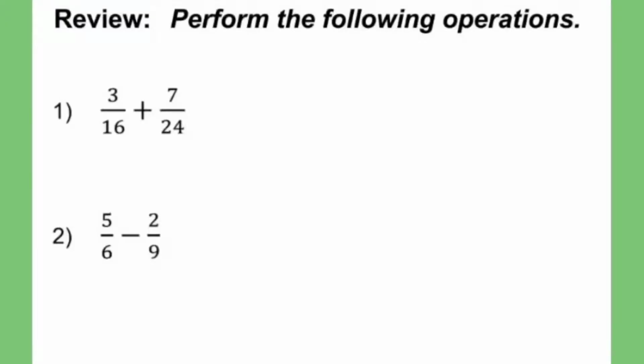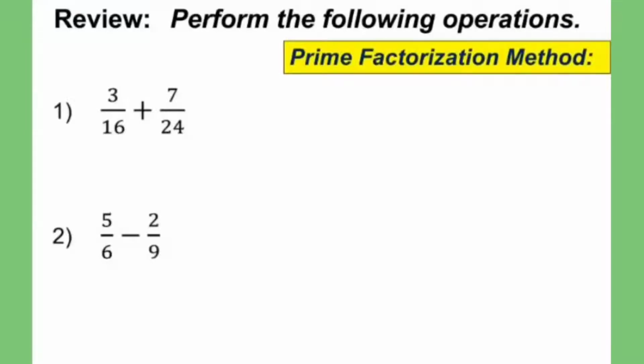I-review muna natin kung paano mag-add at mag-subtract ng fractions. In number 1, 3 over 16 plus 7 over 24. So yung unang gagawin natin, since hindi magkapareho ang kanilang denominator, kailangan nating hanapin ang kanilang least common denominator or LCD. Ang gagamitin kong method sa paghanap ng LCD ay ang tinatawag nating prime factorization method. Kasi ito yung method na gagamitin natin mamaya sa paghanap ng LCD ng rational algebraic expressions.